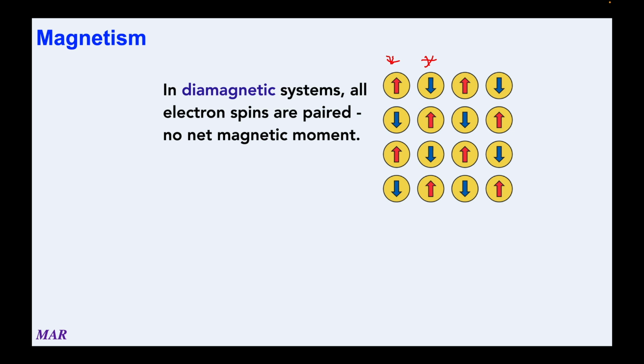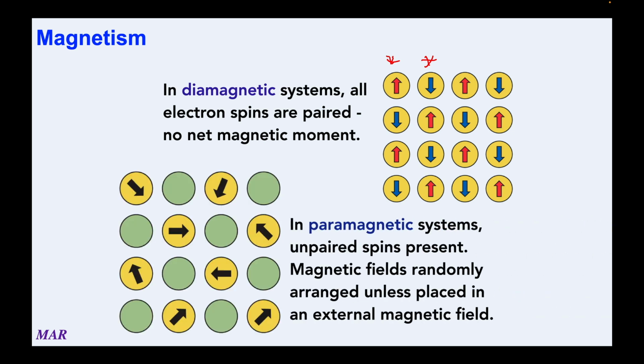And most things around us are diamagnetic. Every up has a down, and they're not interested in magnets. And again, most of the things around us are diamagnetic. However, you can have what's called a paramagnetic system. And a paramagnetic system means that you have some spin, up, down, left, right, forward, backward, whatever, that's not canceled out by its opposite. So if you have more ups than downs, more lefts than rights, whatever, you're going to have some unpaired spins.